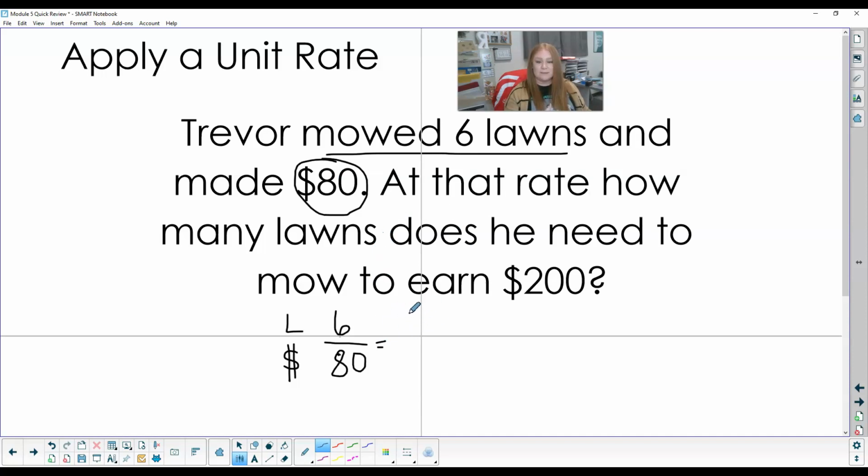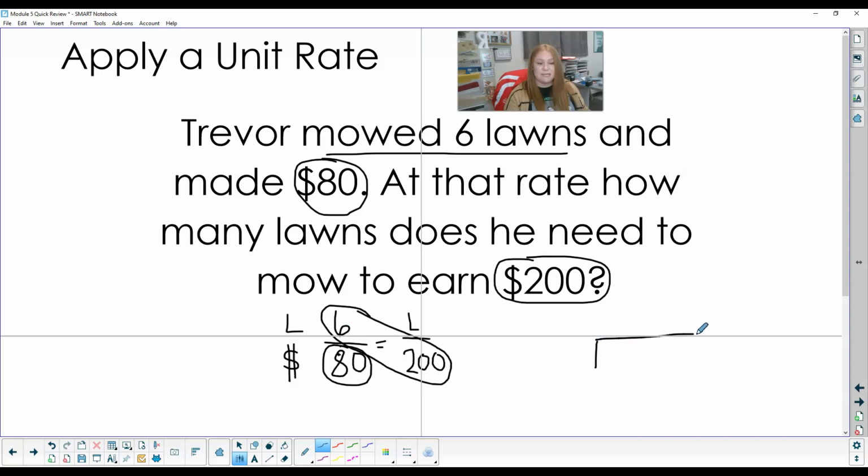So I'm looking for the lawns up here. I'm looking for this, the lawns. Does he need to mow to earn $200? I want $200. Dollars goes on the bottom. So I could find how much 1 lawn is and then skip over and then do 200. But by setting it up as this proportion, I can actually skip that step and just do it all as one big problem. So what I need to do is 6 times 200, and then I'm going to divide it by 80.